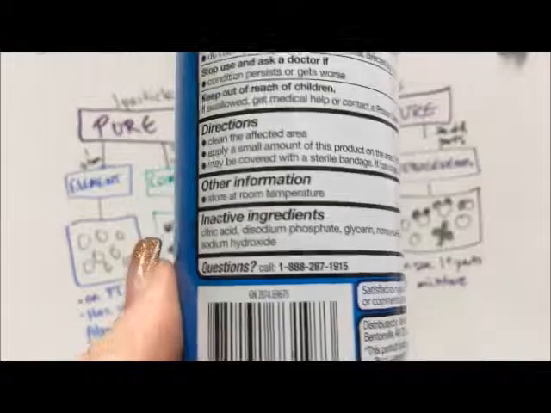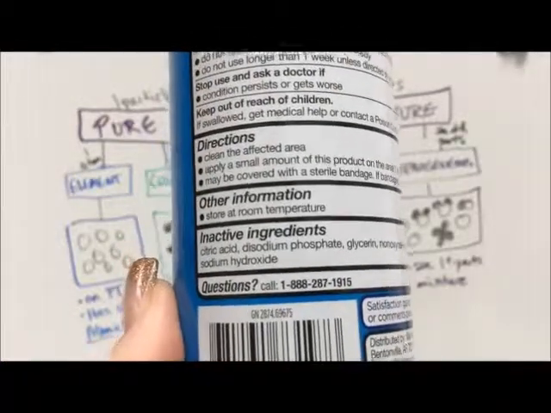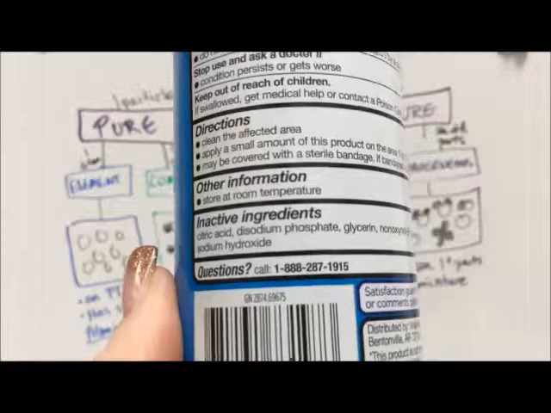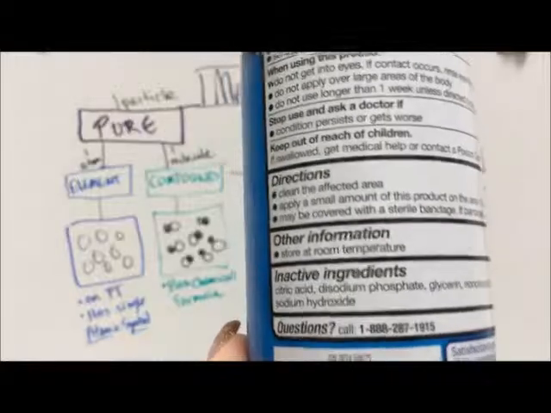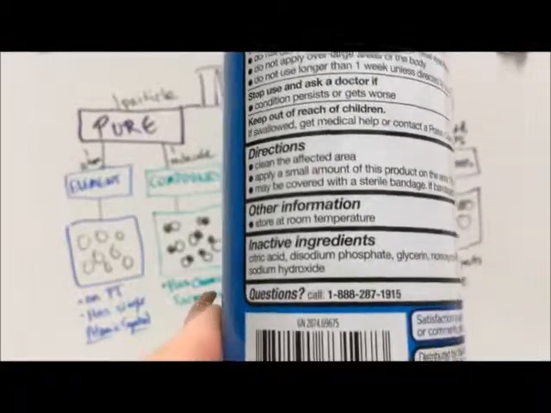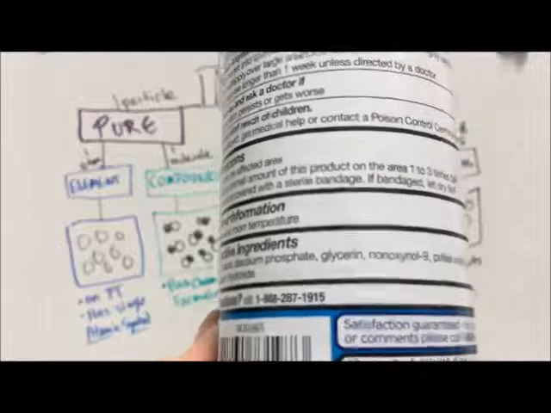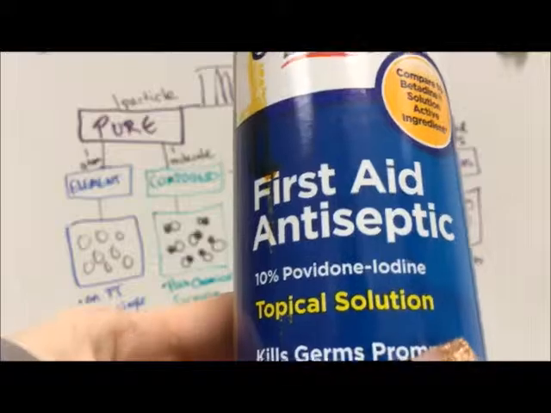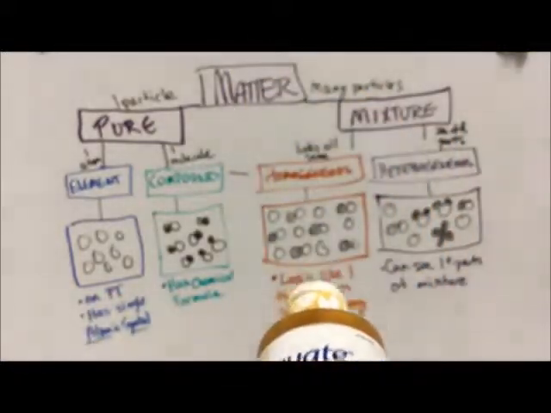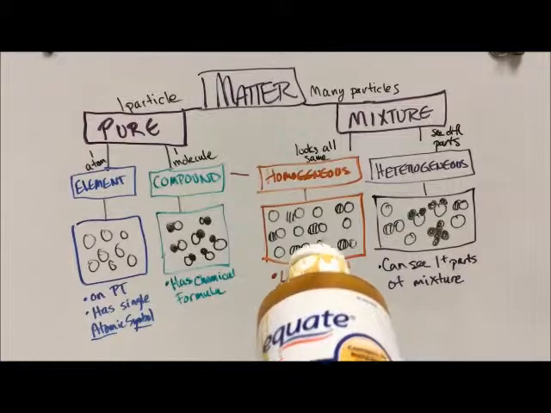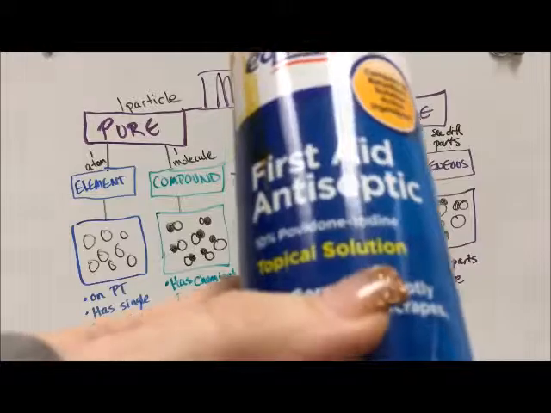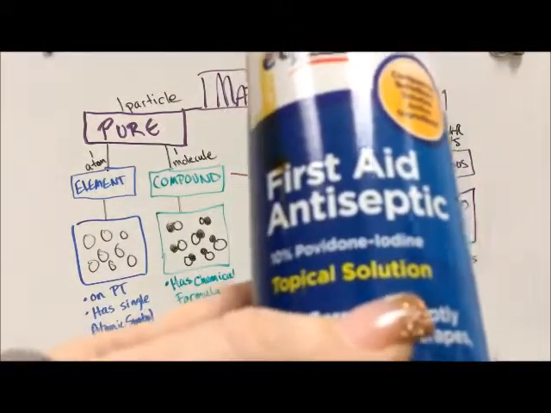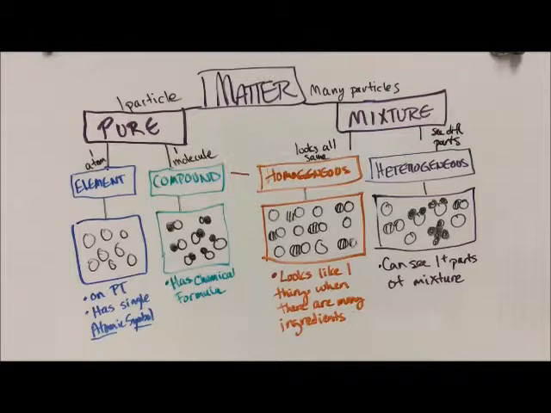But if I go down here, it says other inactive ingredients are citric acid, disodium phosphate, glycerin, nanoxyl 9, purified water, and sodium hydroxide. So we can see that there's a lot of different stuff in here. Even though it looks like one substance, it is definitely a homogeneous mixture. Another way to know if something's a homogeneous mixture is if it says solution, that means things are dissolved inside of it. So solutions are always homogeneous mixtures as well.